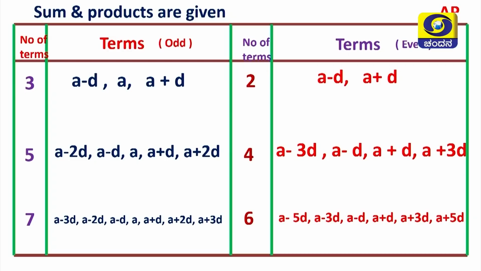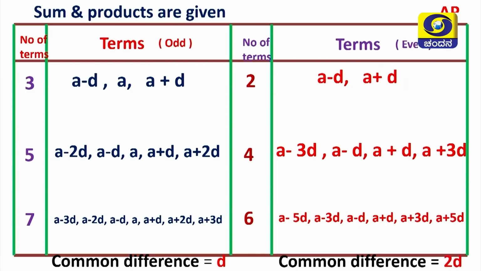So, this is the way. Usually, you will not have 5 terms, 6 terms, 7 terms, do not worry. At the most 3 terms. So, a minus d, a, a plus d should suffice. That should be good enough.